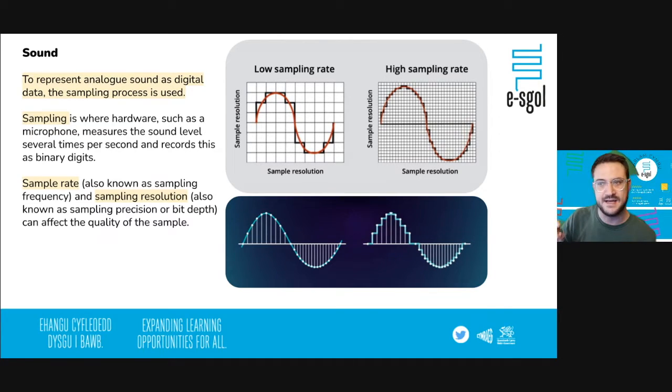which will then end up cutting the corners of our nice curved sound wave, which curves endlessly because it's analog. But if we record it, sample it with a low sample rate, as you can see on the left-hand side there, you're going to cut corners. And when it plays it back then, it's going to play it back with those jagged edges.